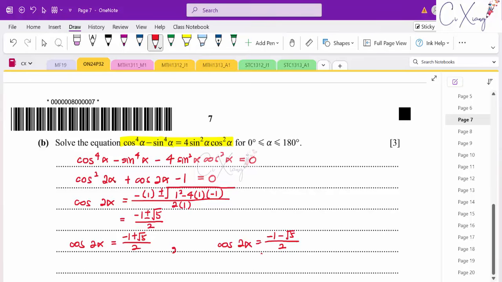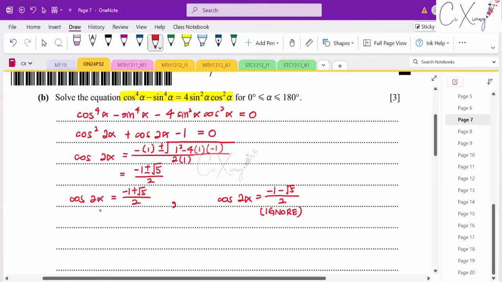Then if you press the calculator, this value is already less than negative 1. When cos function equals to something less than negative 1, there's no solution because the range for cos is between negative 1 and positive 1, right? So anything below negative 1, there will be no solution for the trigonometric equation. So you can directly ignore it.